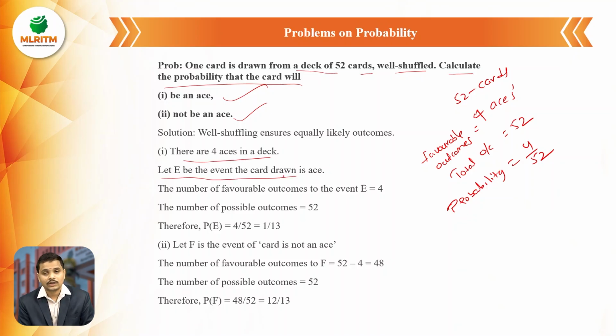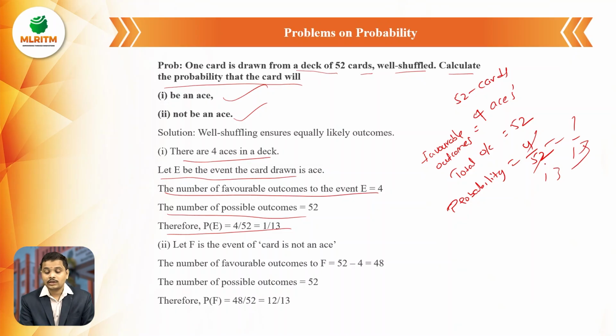Let A be the event of getting an ace. The number of favorable outcomes is 4. The number of possible outcomes is 52. Therefore, P of the event is 4 by 52, which is 1 by 13. Okay, understood. And he's asking about the probability that the card will not be an ace.